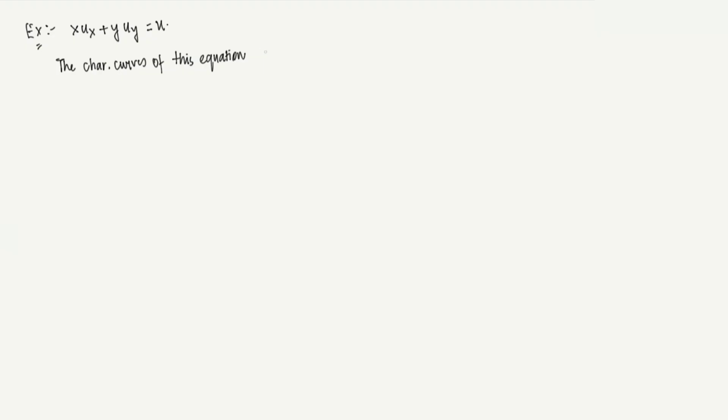Okay, are the solutions of the characteristic equations, right? What is the characteristic equation? dx by a. What is a? Here it is x. And then dy by b. B here it is y. And then du by c, right? C is u here. So those are the characteristic equations. Now if you solve this equation, basically what you are getting is this.